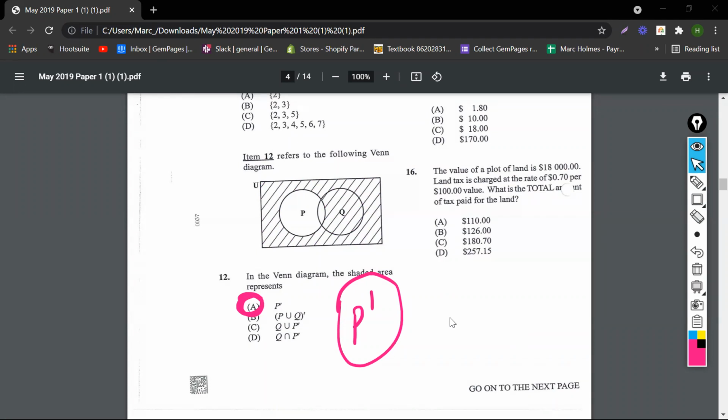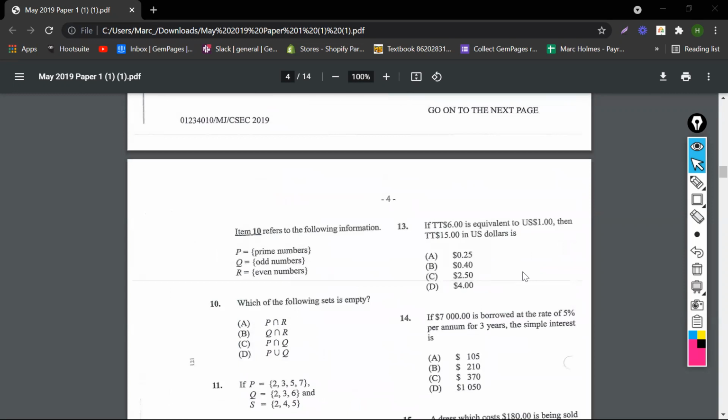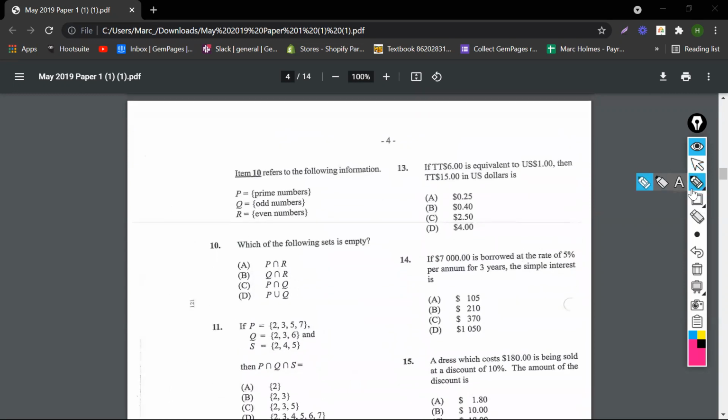Pretty easy, right? So we're going through some multiple choice, guys. More than likely, these are going to repeat, so just look carefully. This one says here, if TT $6 is equivalent to $1 US, so $1 US is 6 TT, how much is 15 TT in US dollars?